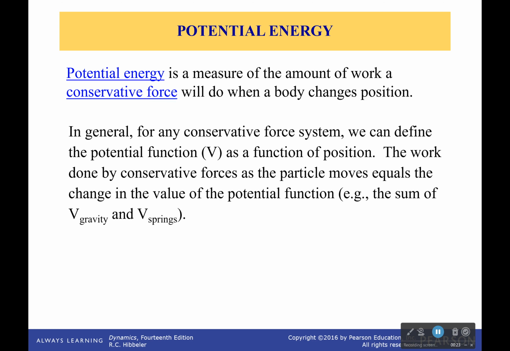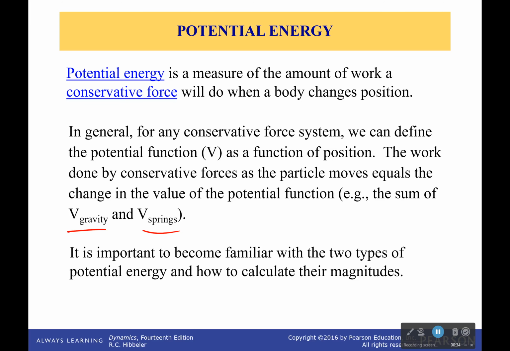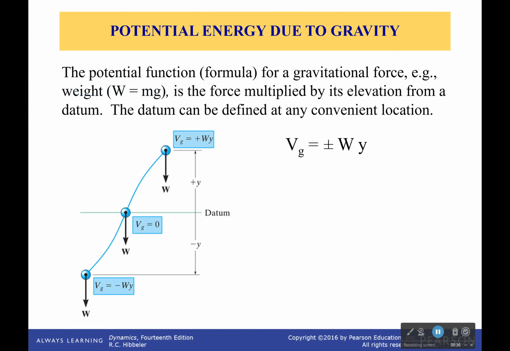So in general, for a conservative force system, we can define a potential function. And it's usually a function of position. It's going to be taking into account a lot of things like gravity or springs. And when we do that, we're going to have to figure out how to calculate their magnitudes, because depending on where we defined our position from, it's going to change things.